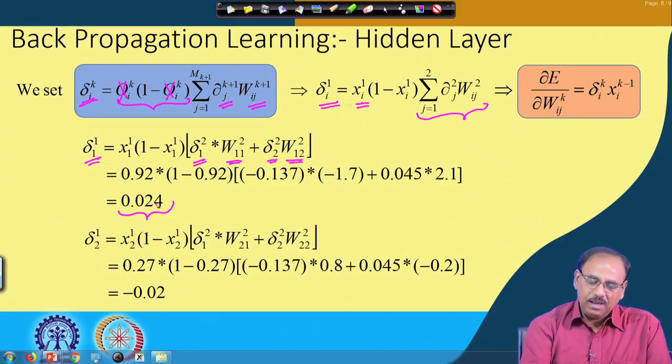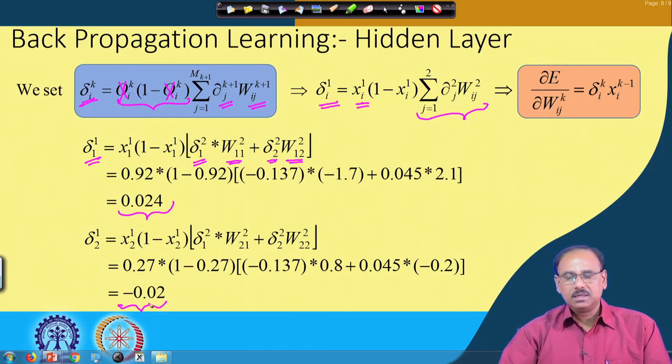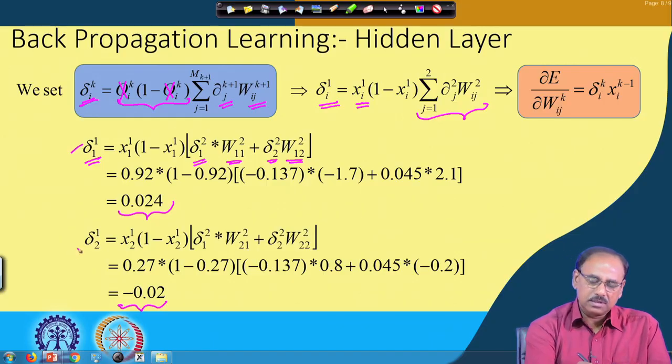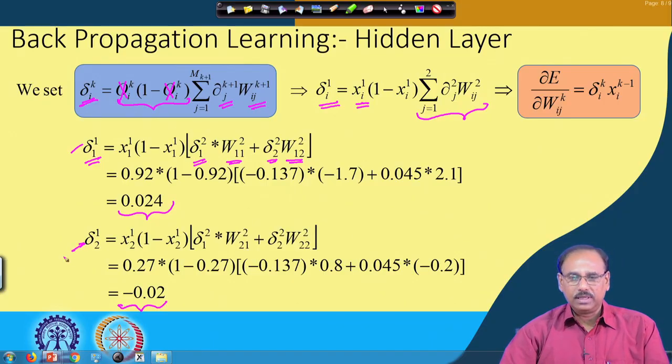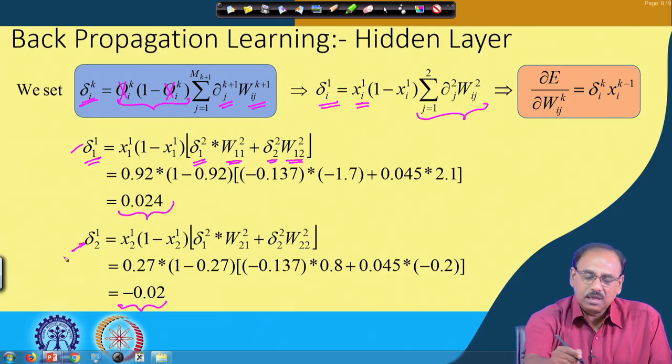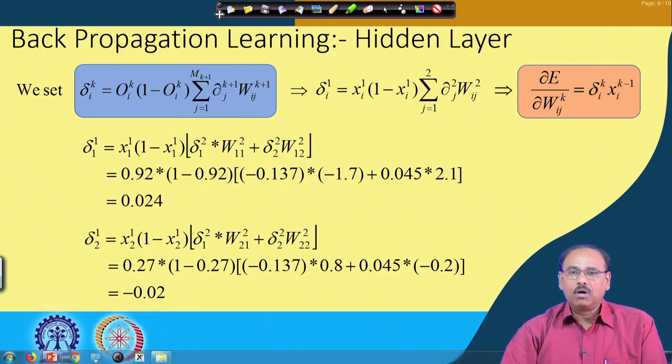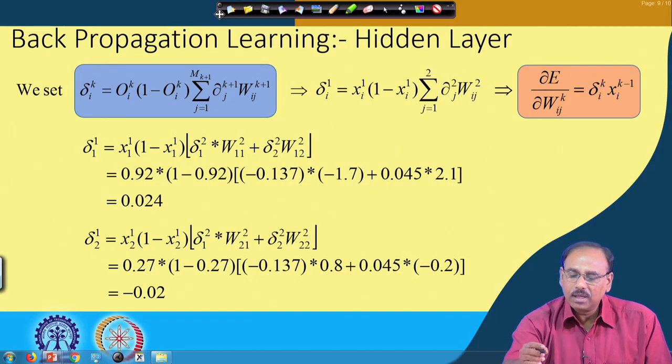And in the same manner, you will find that delta 21 comes out to be minus 0.02. So, this is the back propagated error to the first node in the hidden layer, and this is the back propagated error to the second node in the hidden layer. Using this, now I can go for updating the weight vectors from the input layer nodes to the hidden layer nodes. So, how do I do it?